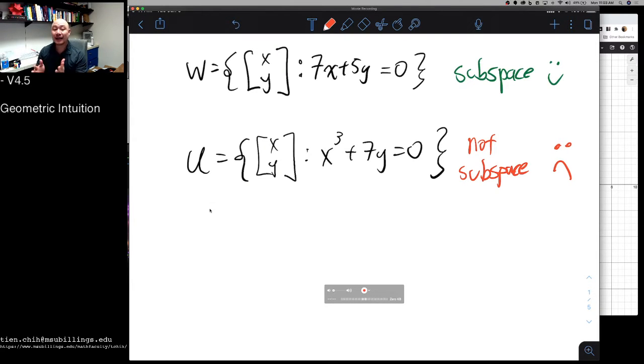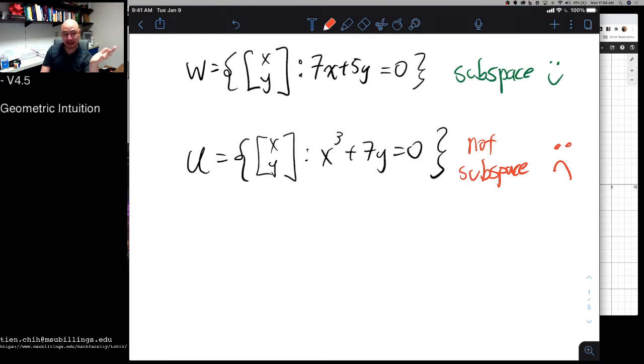Alright, so in the last couple of videos, we talked about two different subsets of R2, and we asked whether or not they are subspaces of R2. So we worked through all of the algebra and definitions to show that W, all xy pairs such that 7x plus 5y was 0, is a subspace, and that on the other hand, the subset of R2 where x cubed plus 7y is equal to 0 was not a subspace, right?